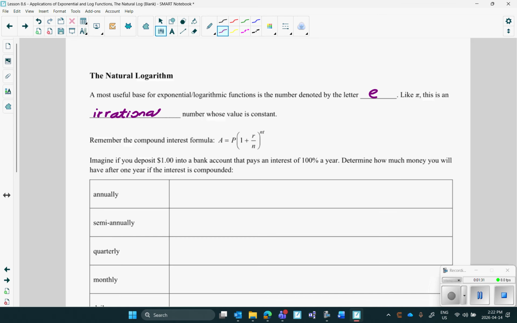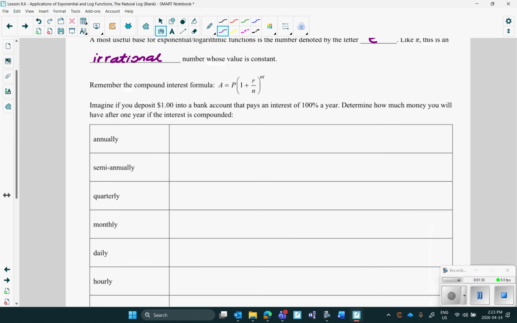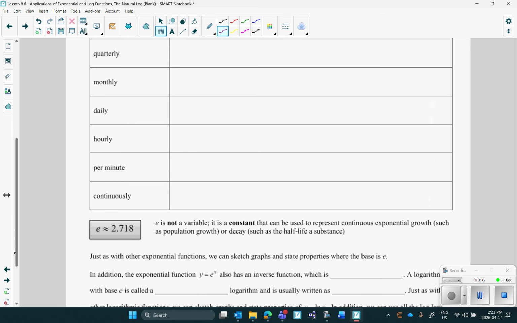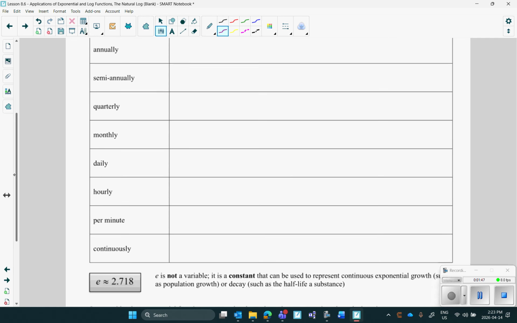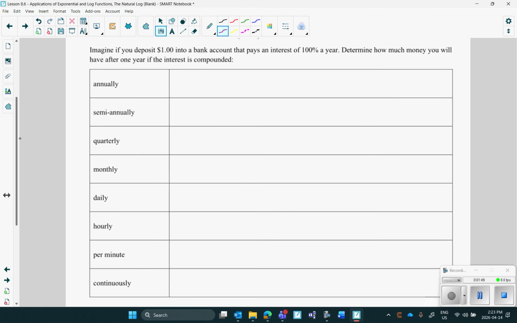And you can see at the bottom of the page the approximate value of E. It's 2.718 or 2.72. Okay? It's not a variable, it's a number. And here's how we get it.